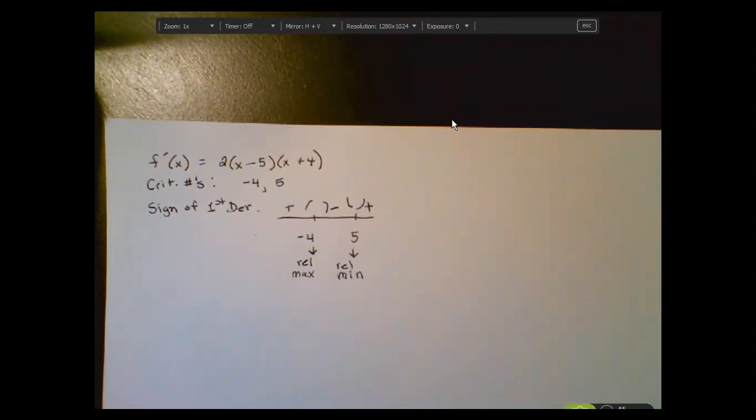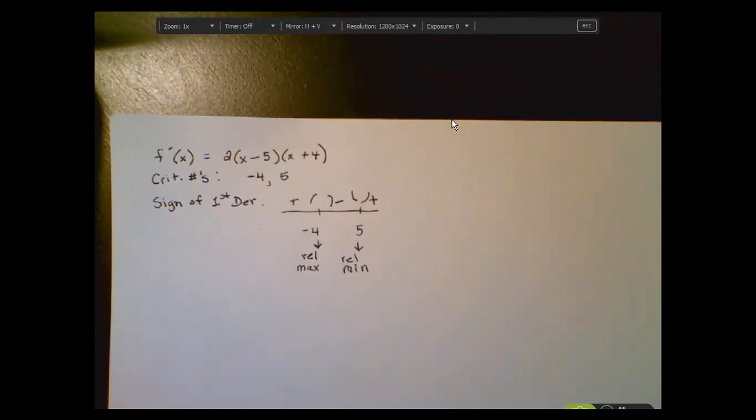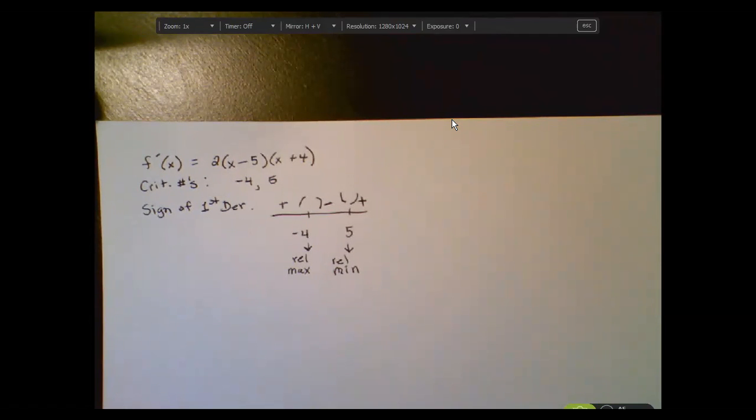Some of the day 2 problems are a little bit harder to differentiate and find the critical numbers, but we don't have to worry about those today. So do you need to ask me anything from the notes? Anything at all from the notes?